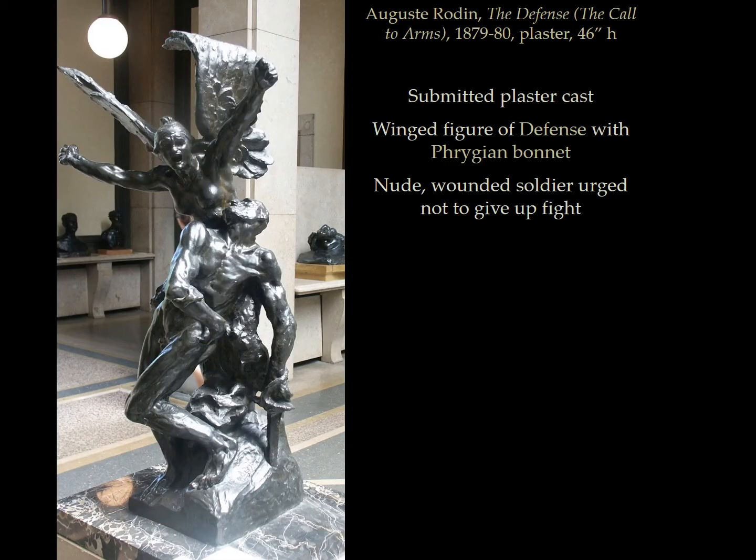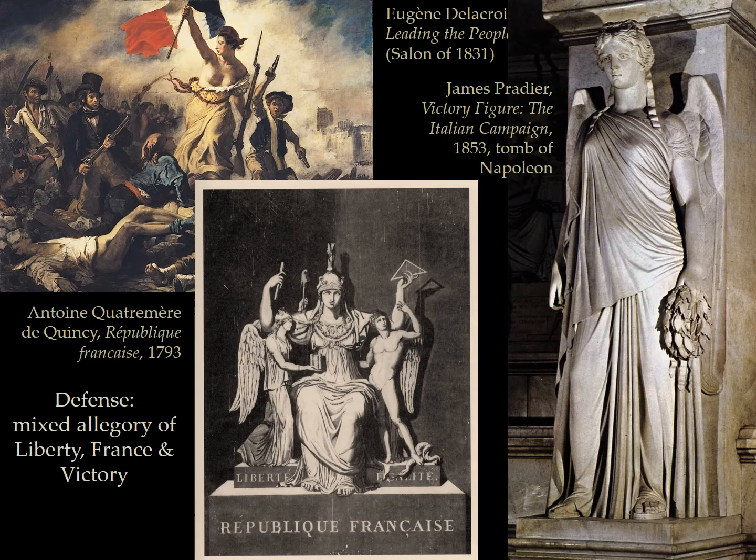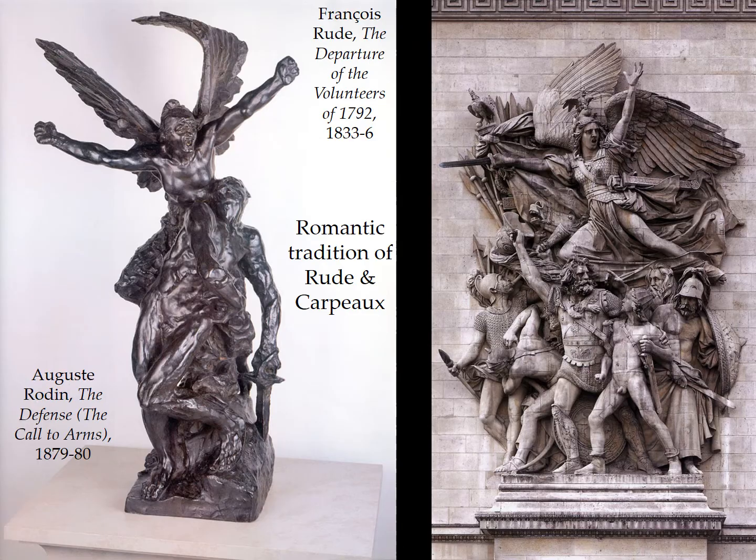He submitted a plaster cast of his model and what the design would look like, with a winged figure of defense with a Phrygian bonnet, on top of a nude wounded soldier, urging him not to give up the fight, though he be wounded. Now, this is a mixture of different allegories, including that of liberty, France, and victory. So we have a winged figure wearing the Phrygian bonnet that we talked about with liberty with Eugene Delacroix, while combining these various elements together.